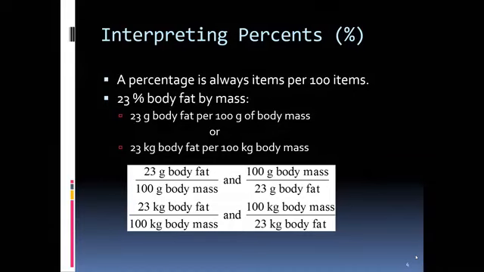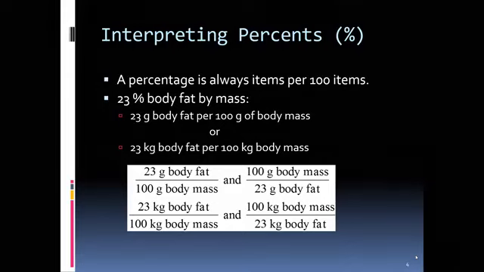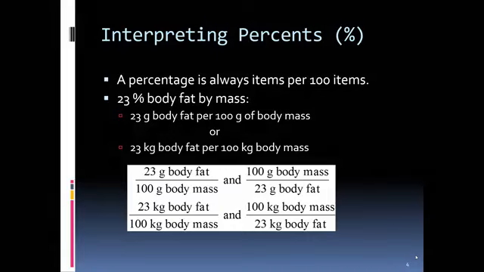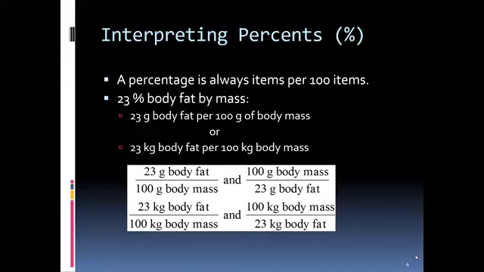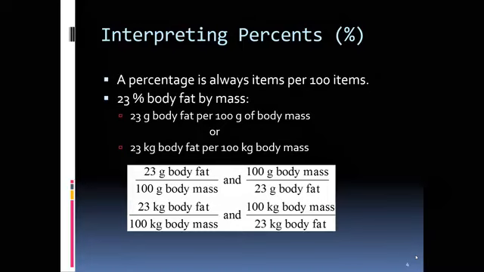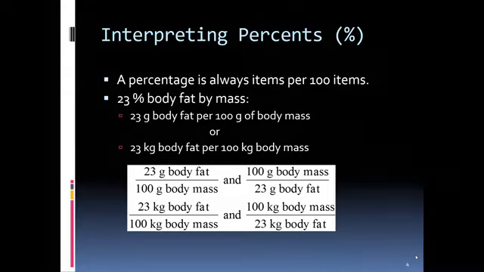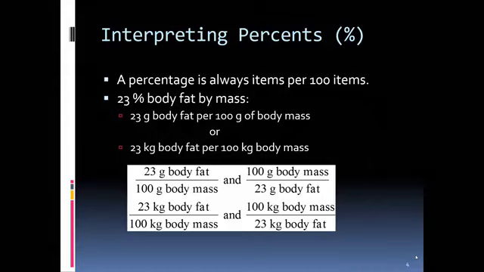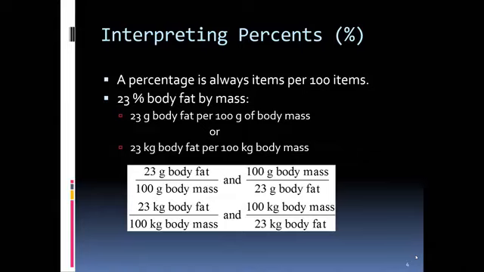Either of those statements will generate two conversion factors. The four conversion factors are shown on the screen in front of you. The top two are reflected from statement 1, 23 kilograms of body fat per 100 grams of body mass, and the bottom two are statement 2 involving kilograms instead of grams. However you generate the conversion factor, whether it's from a percent, the text in the problem, or a known equality, those conversion factors can be used to help you convert from one unit to another.